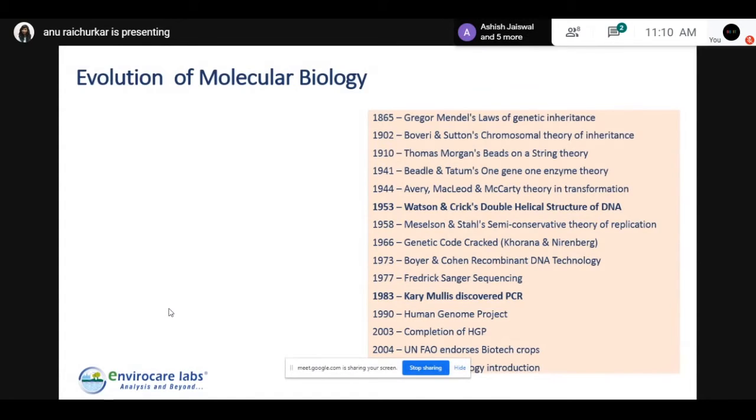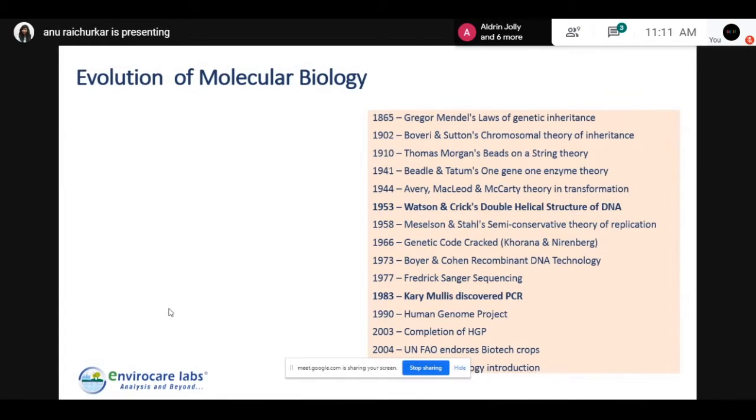So then various other theories came up on how the genetic code functions, how proteins are developed, how recombinant DNA technology developed. Recombinant DNA technology is a technology that we currently use for producing GM crops, and then eventually moved to sequencing. But another major discovery happened after a period of 44 more years. It was in 1983 when Kary Mullis discovered PCR.